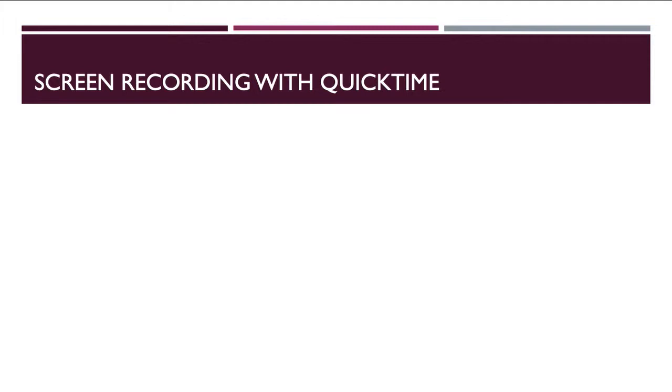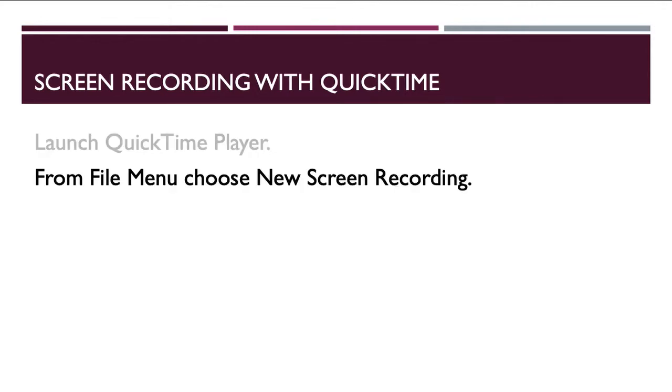This is another QuickTime video that we're making, this time with PowerPoint. Launch QuickTime Player. It's an odd name for a recording tool, but they've now made the QuickTime Player into a recording device. From the File menu, choose New Screen Recording. There are other types of recordings you can make. We're talking about screen recording.